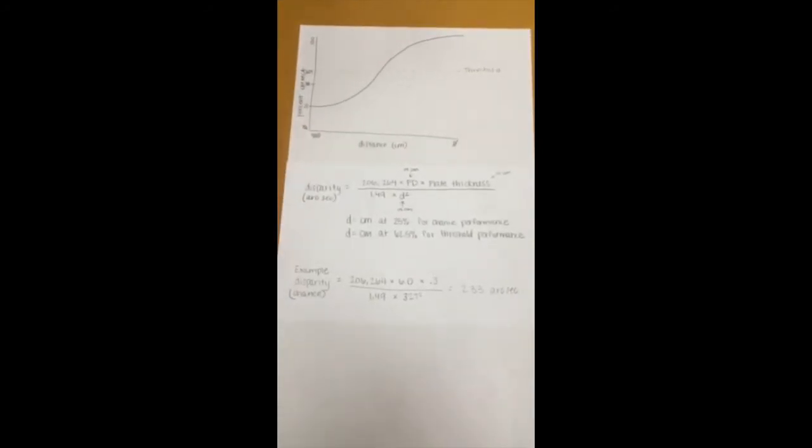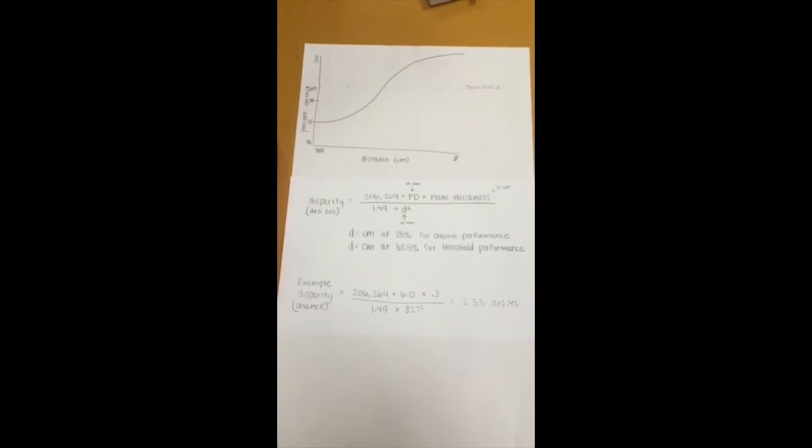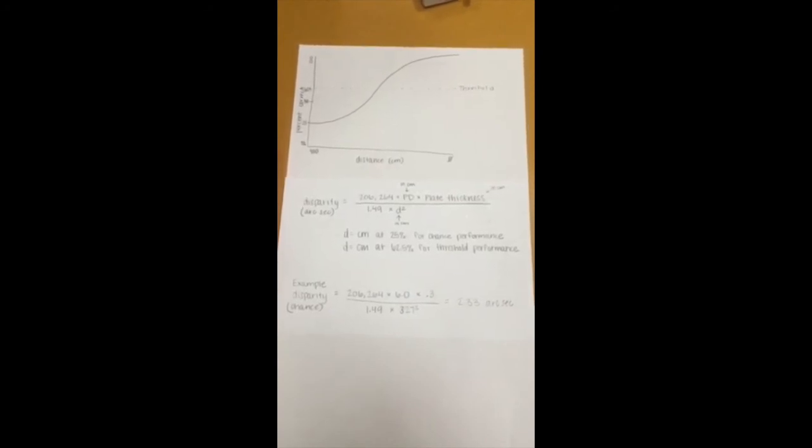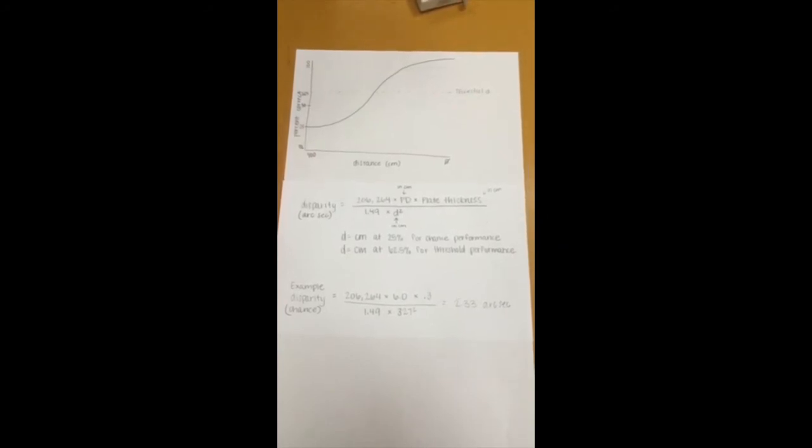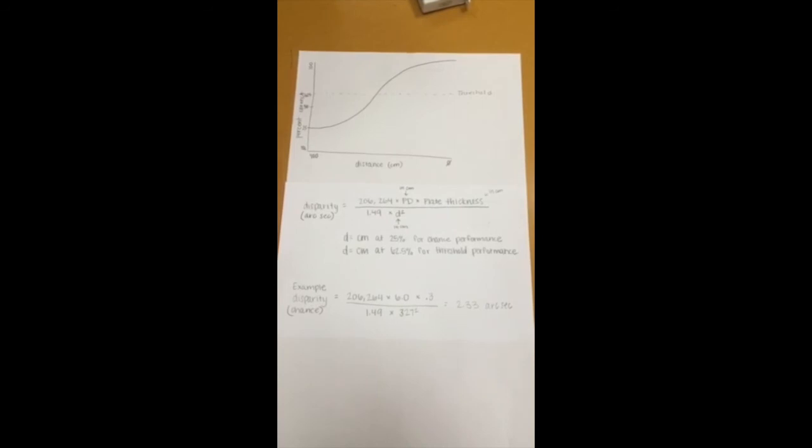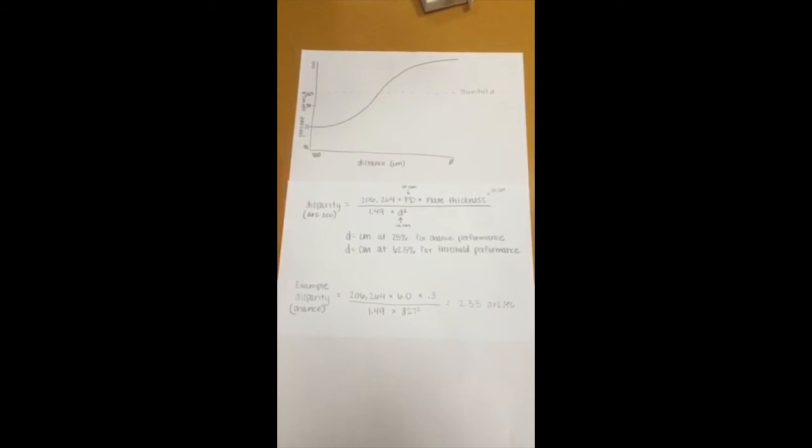We can use this equation here to change disparity into arc seconds based on our graph above. You would use this equation with the PD of the observer in centimeters, the plate thickness in centimeters, which is our 3 millimeter plate, and the distance in centimeters on the bottom here. You do this for the chance performance at 25% and also for the threshold performance, which we got to be 62.5%. So you do this for 2 different equations.